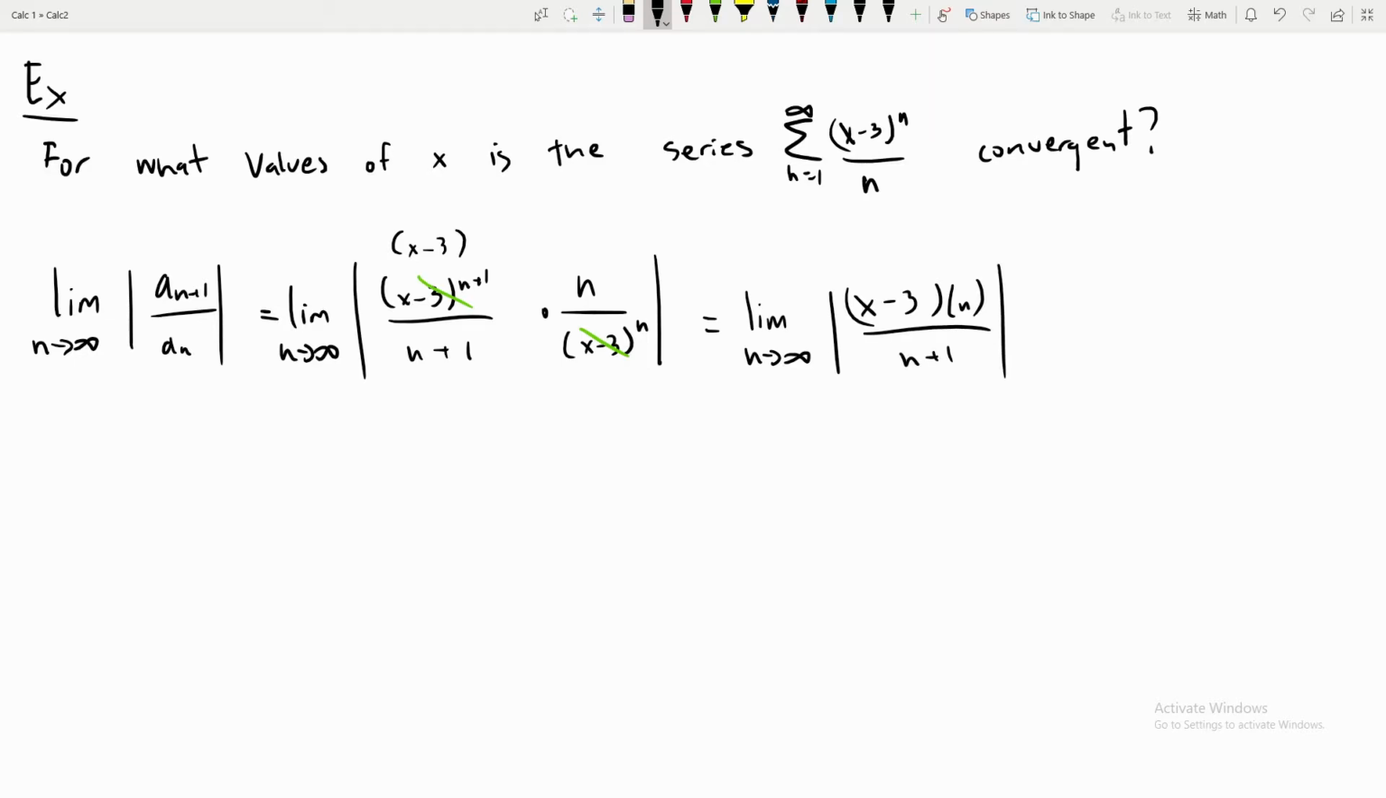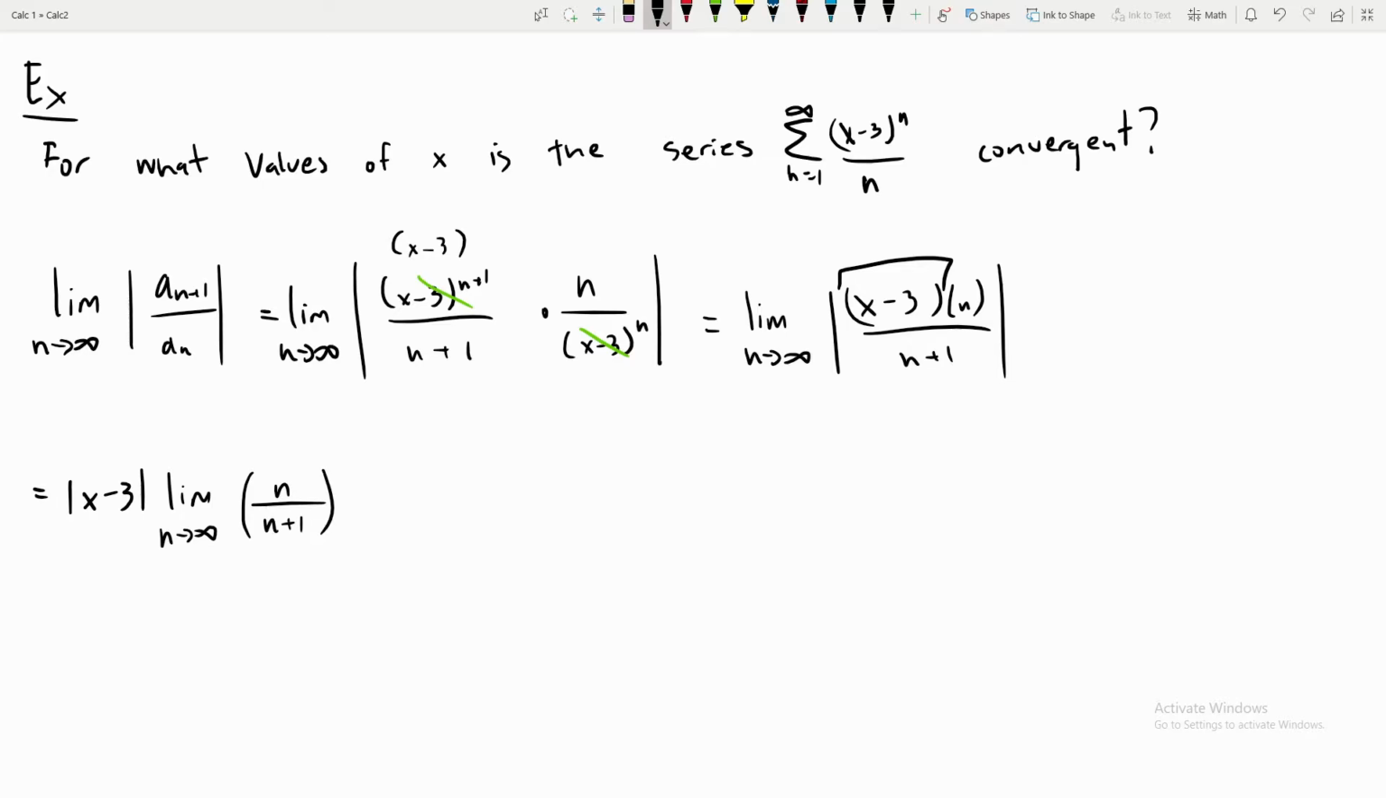And now this value right here, this x minus 3, is not dependent on the value of n, so we're going to bring it outside of the limit. However, we are going to keep the absolute value around it because, again, we don't really know what the value of x is. So this is going to equal the absolute value of x minus 3, and then we're still going to multiply by this limit as n approaches infinity of n over n plus 1.